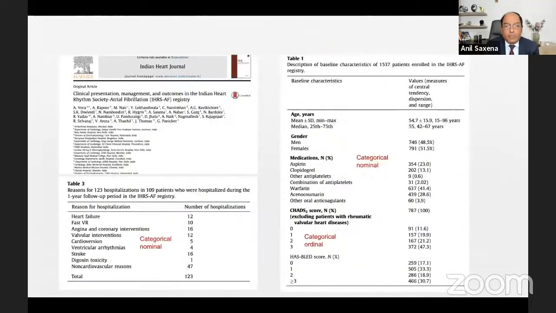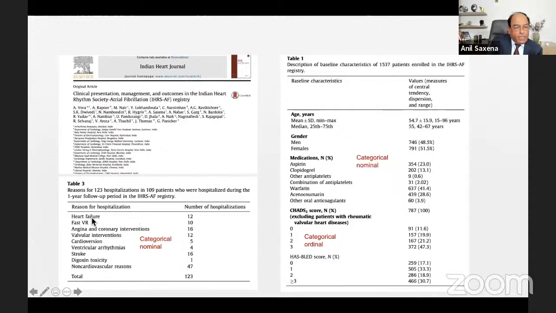Now, let me give you an example. This is a paper, a study that we, the Indian Heart Rhythm Society, did on atrial fibrillation. We have this table on the left, Table 3, where we have various variables like heart failure, fast VR, angina, coronary interventions, valvular interventions.